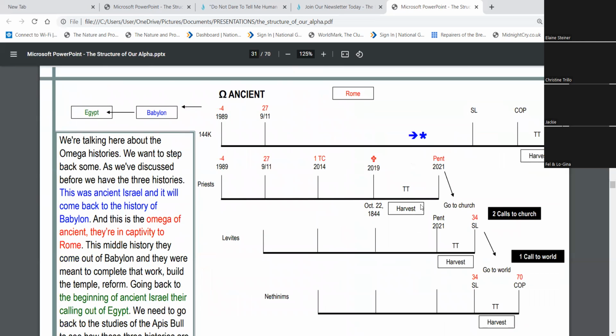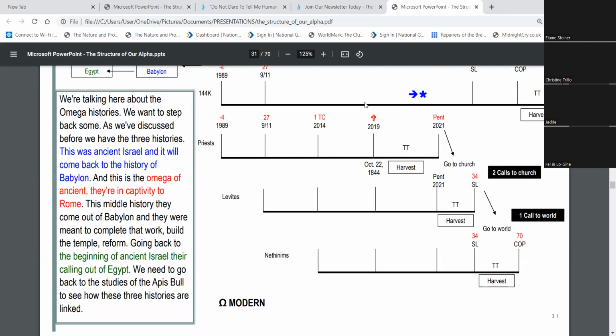We're talking here about the Omega histories. We want to step back some. As we've discussed before, we have the three histories. This was ancient Israel, and it will come back to the history of Babylon. And this is the Omega of ancient. They're in captivity to Rome. This middle history, they come out of Babylon, and they were meant to complete that work, build the temple, reform.